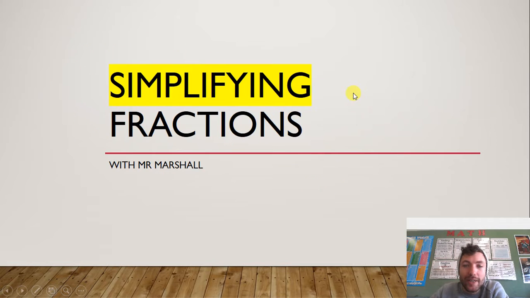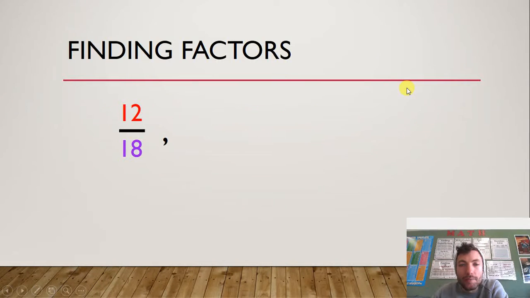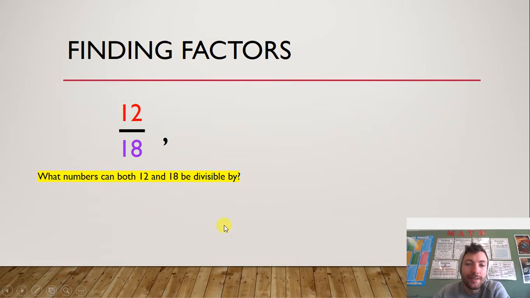So let's look at simplifying fractions. This can be a complicated thing to do. But if you're good with your times tables and your dividing, then it becomes really simple, so you need to practice those. The first thing we need to do is find the highest common factor. To do that, we need to find what numbers can go into both 12 and 18, so which numbers can divide both 12 and 18. What we can do is write them all out.